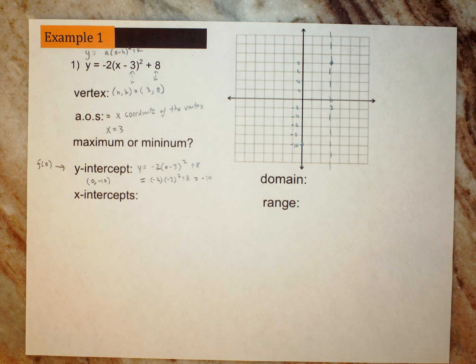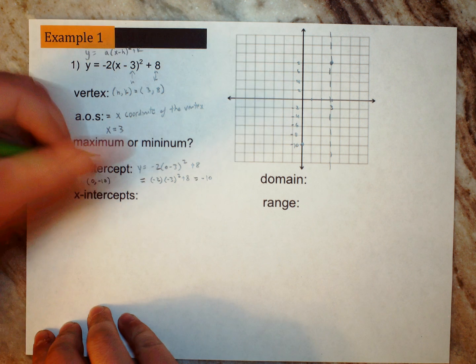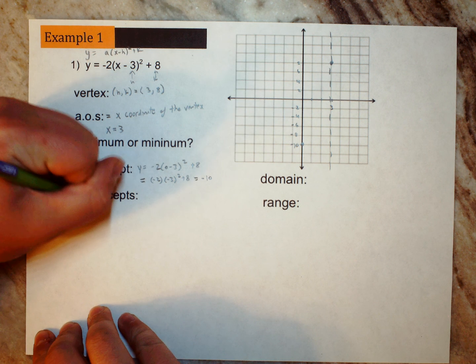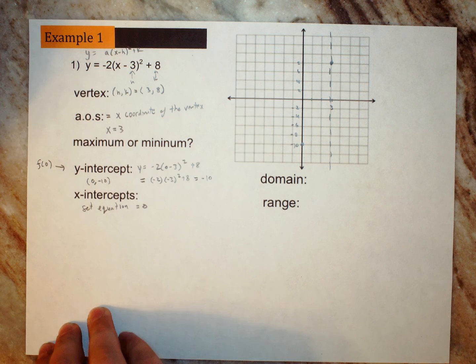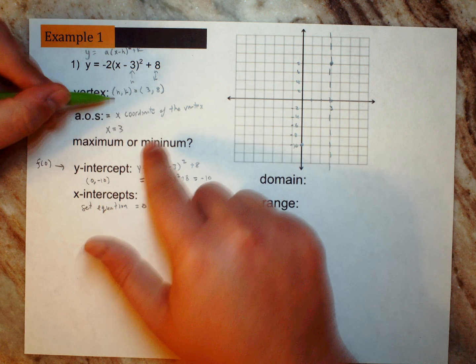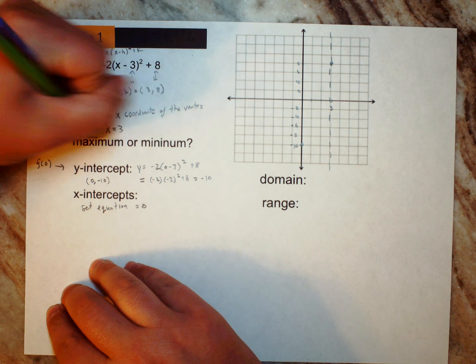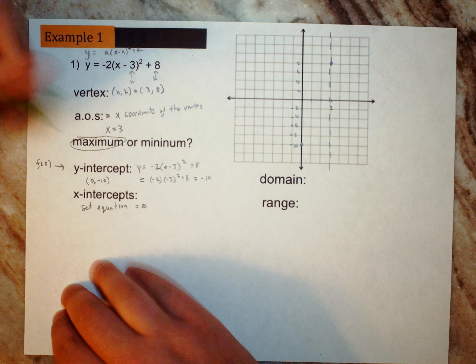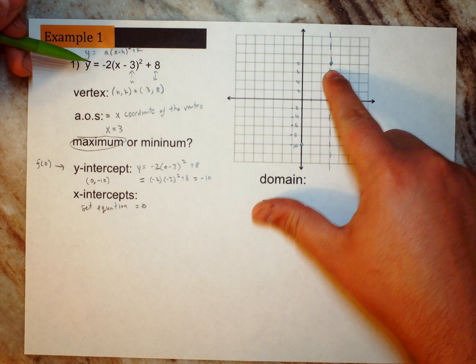Now for the x-intercepts, you're going to set the function equal to 0. So set equation equal to 0. So for the vertex, you get it right from the equation, h and k. Axis of symmetry is the x-coordinate of the vertex. Oh, I skipped here, the maximum or the minimum. So this is going to be the max because of the a value right here is negative. So this is going to be the highest point in the graph.